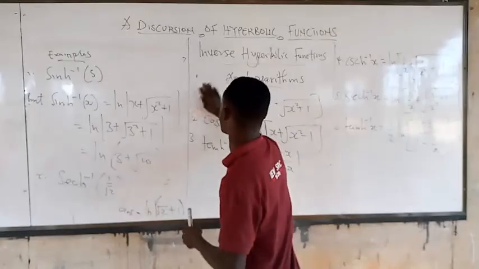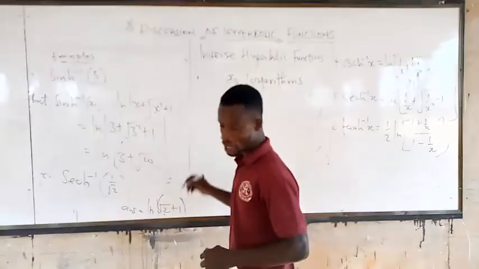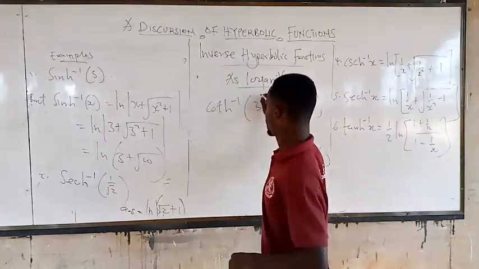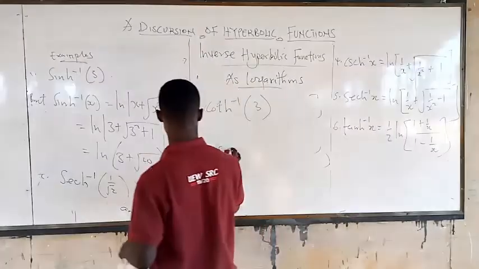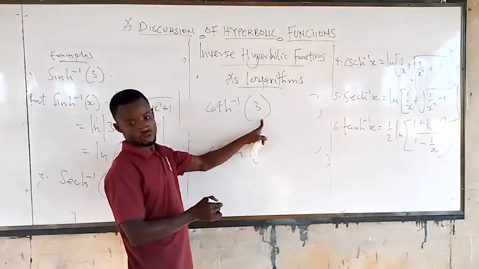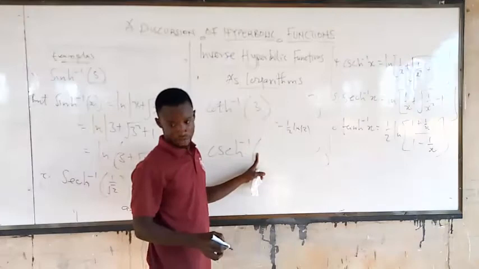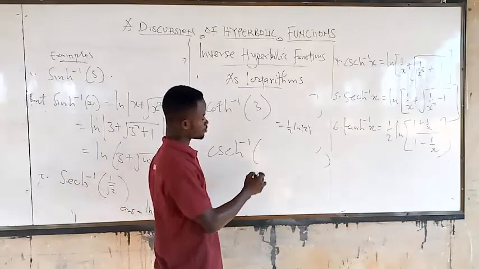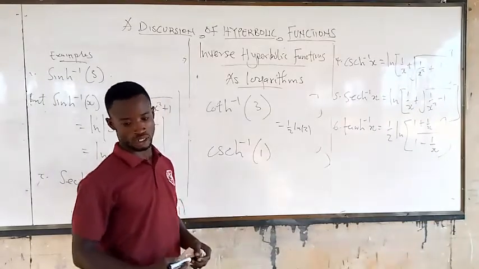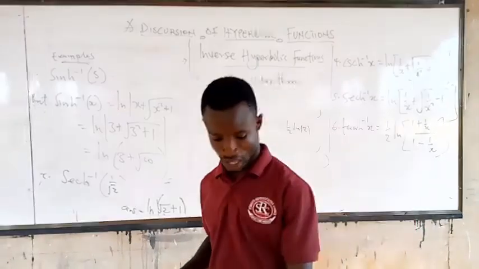You can also try your hands on cos inverse of 3. You can also try your hands on cosec inverse. Here you get half ln 2. With this you get half ln 2. And with this you get ln of 2 plus square root of 2. So ln into bracket 2 plus square root of 2. So that's what you're going to have for that.